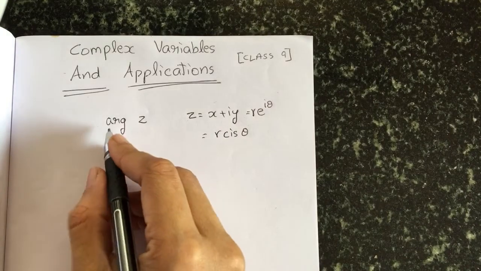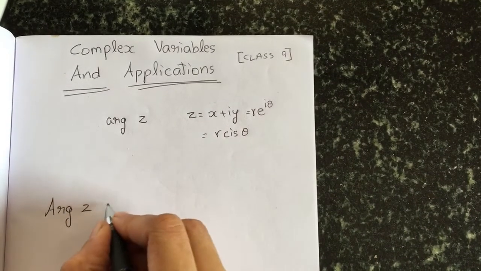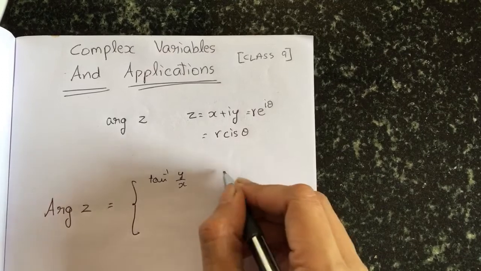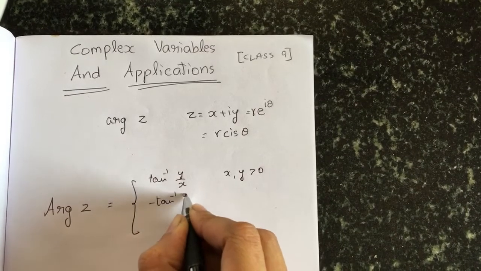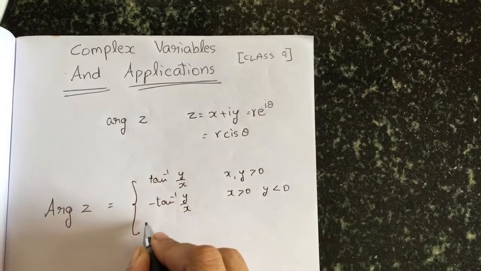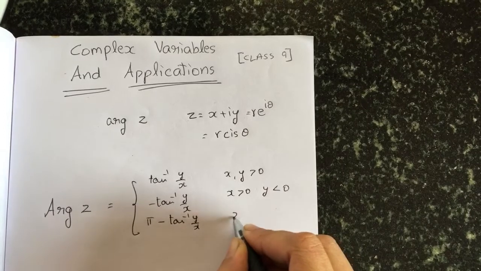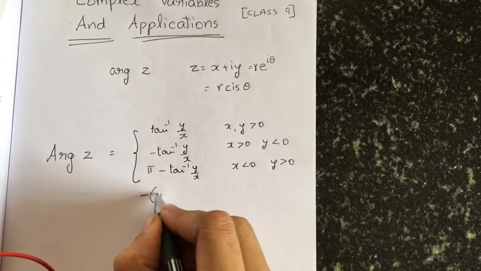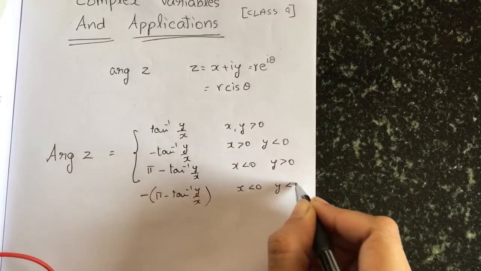We even know how to find the principal value of the argument of z, that's arg z, which is nothing but tan inverse of y by x if both x and y are positive, and it's minus tan inverse of y by x if x is positive and y is negative, then it is pi minus tan inverse of y by x if x is negative and y is positive, and it is minus of pi minus tan inverse of y by x if x and y both are negative.